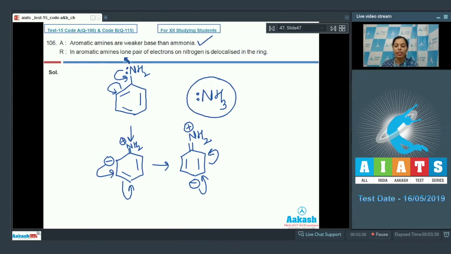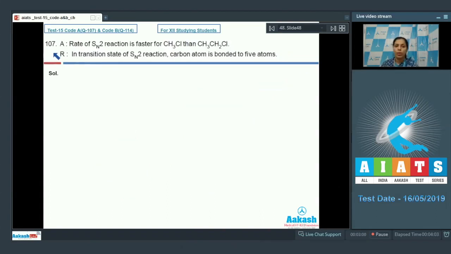The reason states that in aromatic amines, the lone pair of electrons on nitrogen is delocalized in the ring. That I have already shown you here. It means the reason is correct. It is correctly explaining the assertion also. That's why we'll mark option 1 as the correct option. After that, question number 107.